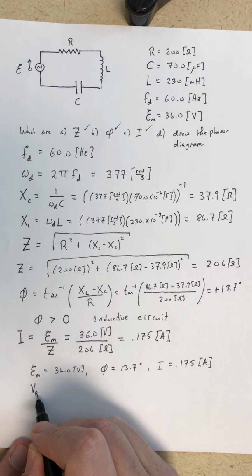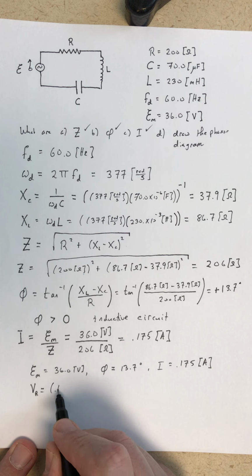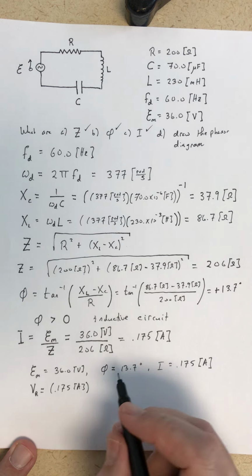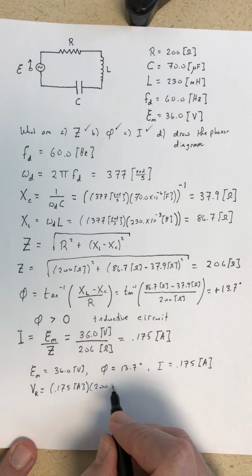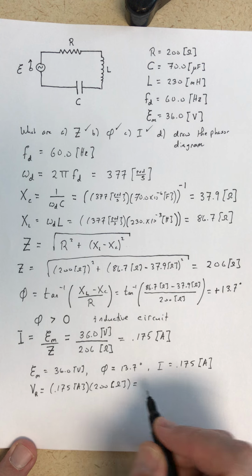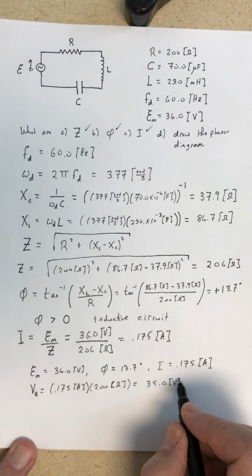Voltage amplitude for the resistor is the current amplitude times 200 ohms, which is the value of the resistance. So that's 35 volts.